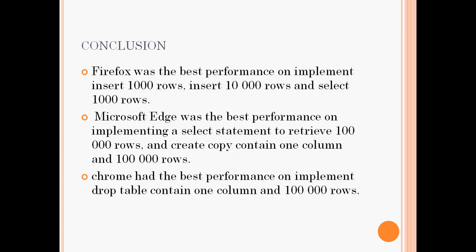In conclusion, Firefox had the best performance on implementing insert 1000 rows, insert 10,000 rows, and select 1000 rows. Microsoft Edge had the best performance on implementing the select statement to retrieve 100,000 rows and create copy, containing 1 column and 100,000 rows. Chrome had the best performance on implementing drop table, containing 1 column and 100,000 rows.